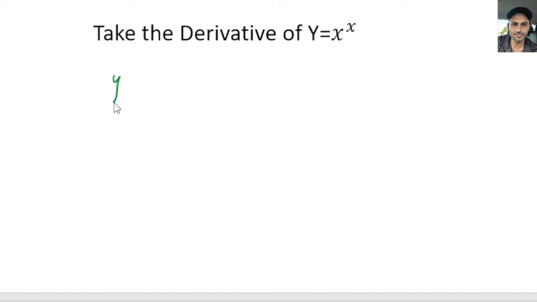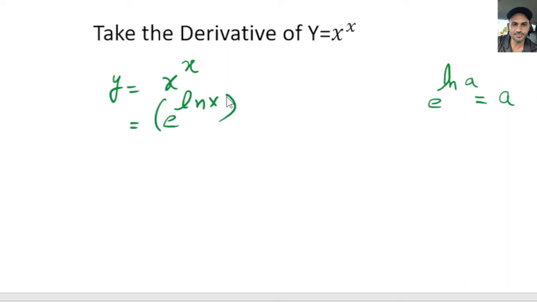So we know that y equals x to the x. I'm going to do a little manipulation here by using one of the natural log properties, that e to the ln of a equals a. So for this x, I'm going to write it as e to the ln of x, using this property, raised to the x power, equals y.